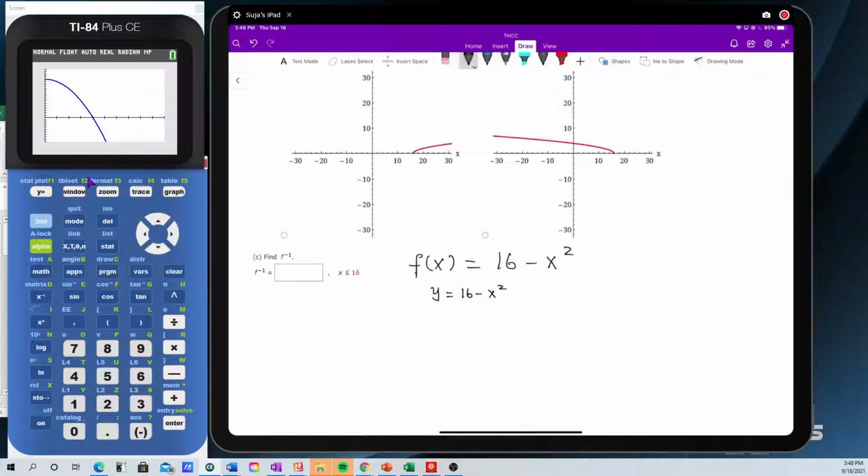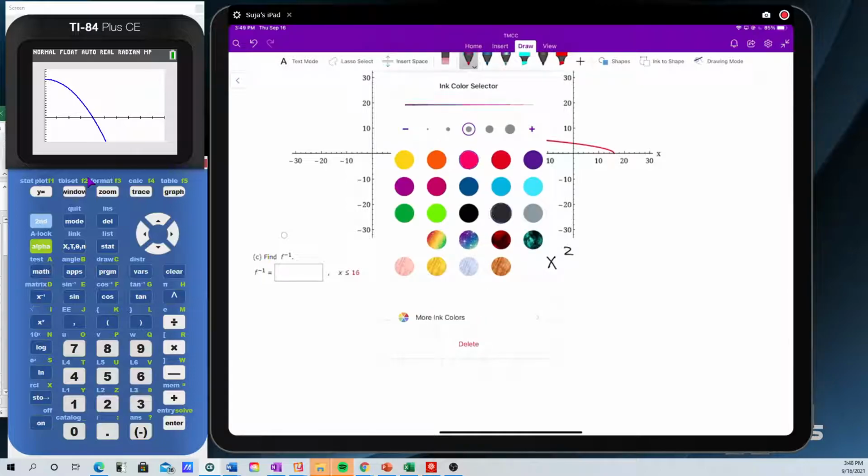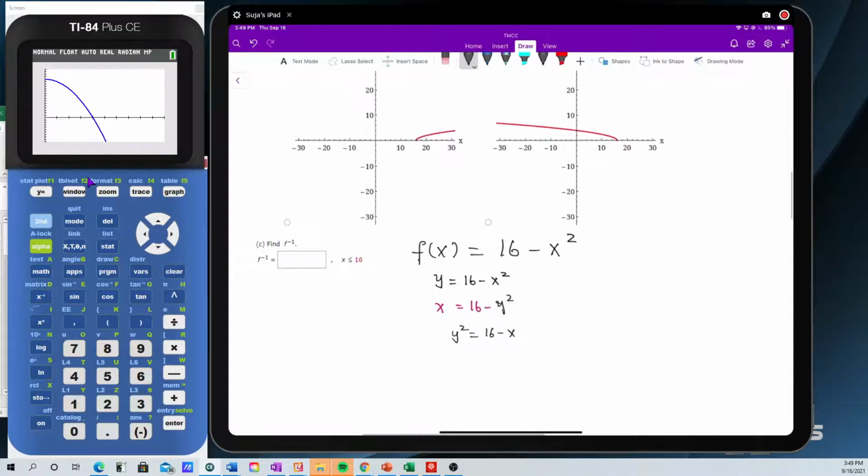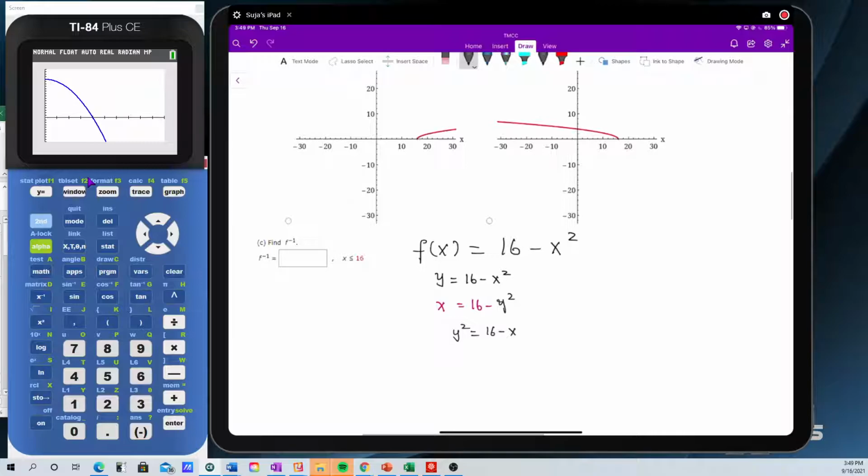Then I have to switch x and y. Again, these steps are coming from the notes, so look for them. I'll write x equals 16 minus y squared. Now I need to solve for y. So y squared is equal to 16 minus x, and y equals the square root of 16 minus x. I'm taking the principal square root, which is the square root of 16 minus x.